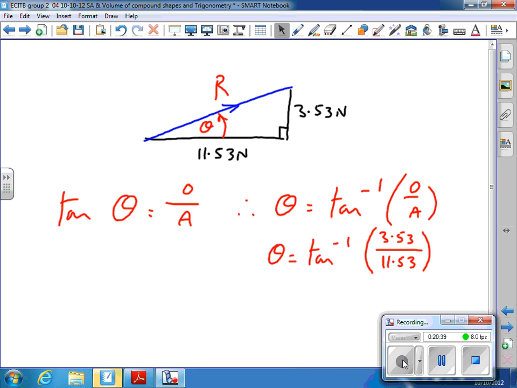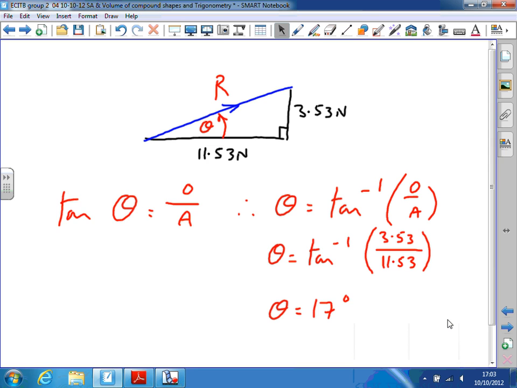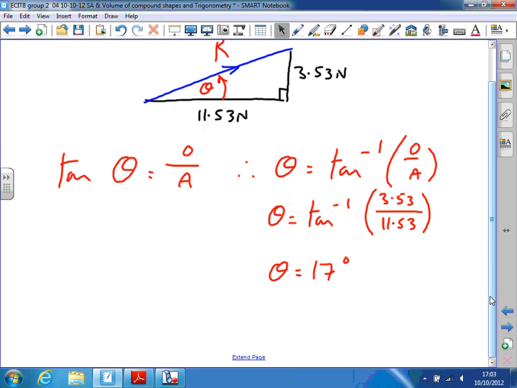To find the angle theta, we use the tangent ratio. Tangent theta is opposite over adjacent, because we know the opposite and we know the adjacent. So therefore theta is the inverse tan of the opposite over adjacent. So theta is 17 degrees. How do we find the resultant? Use Pythagoras. Don't use the angle and then sine or cosine to find it. Use what you know: Pythagoras to find the resultant and tangent to find the angle.